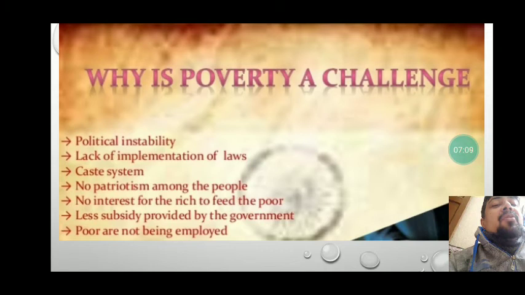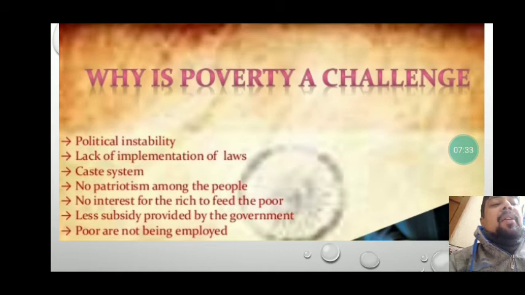The caste system is also one of the reasons. The upper caste is not going to take care of the lower caste. The lower caste is still struggling under poverty. Similarly, there is no unification, no patriotism, no interest for the rich to feed the poor, and that is why the gap is still widening. There is no reason to fulfill the gap. The rich are getting richer and the poor are becoming poorer.